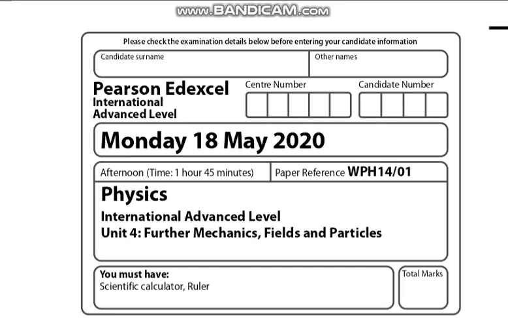Today we are doing the physics paper of International Advanced Level Unit 4, Further Mechanics, Fields and Particles. So we'll be only going through the MCQs. This was originally supposed to be set in May 2020, but due to Corona, it was set in October-November. So without further ado, let's get started.